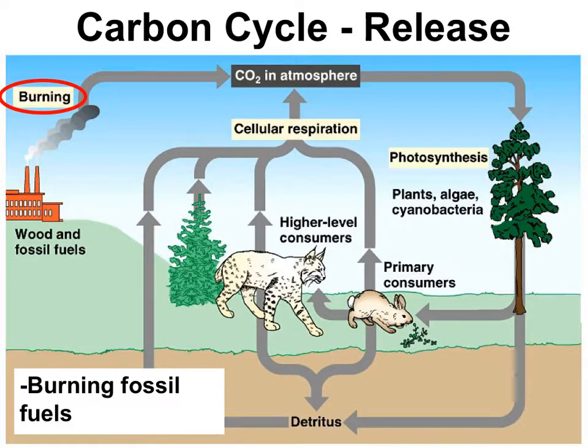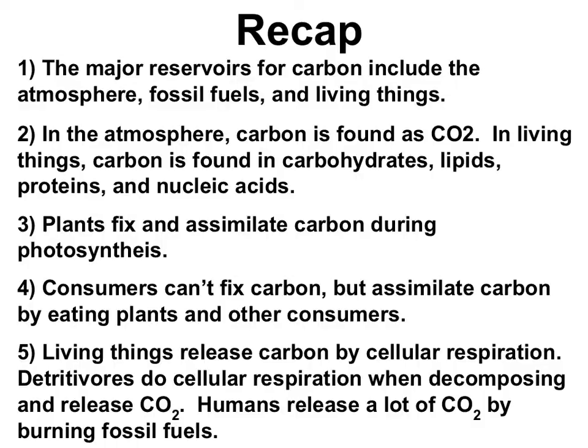One way that humans have interfered with the carbon cycle is by using massive amounts of fossil fuels. The major fossil fuels that we use are oil, coal, and natural gas, and a byproduct of burning fossil fuels is carbon dioxide. And this carbon dioxide is released into the atmosphere, and excessive carbon dioxide in the atmosphere is actually causing some pretty big problems, including climate change.